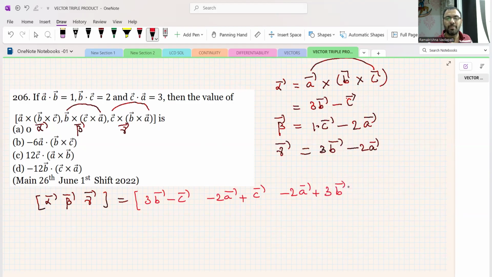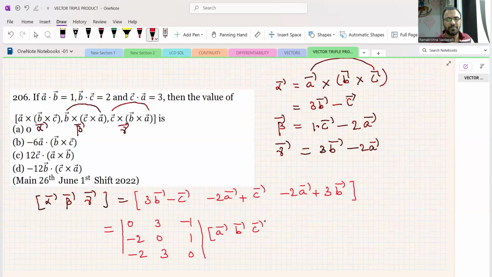Please try to remember the scalar triple product. What is the box of a linear combination of vectors? This is the determinant of: there is no A bar component, so 0, 3, minus 1, minus 2 for the second vector, and 0, 1, minus 2, this is 3, and this is 0, into the box of A, B, C. This is the box of A bar, B bar, C bar.